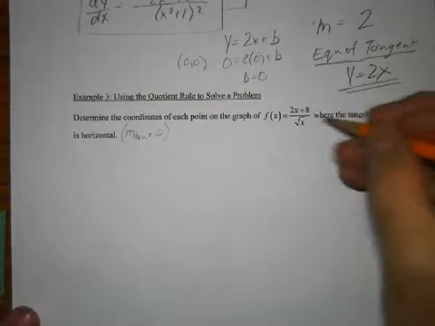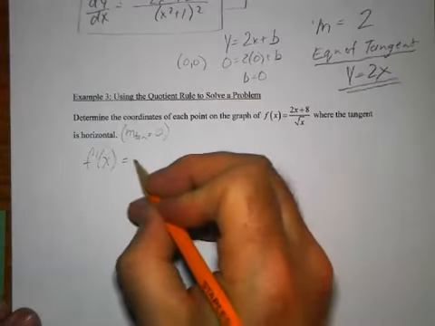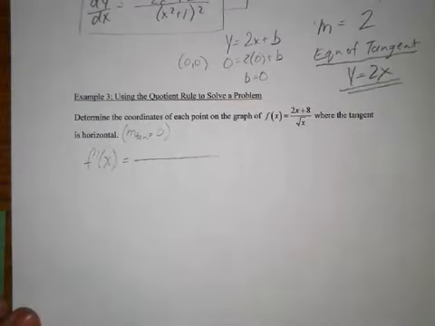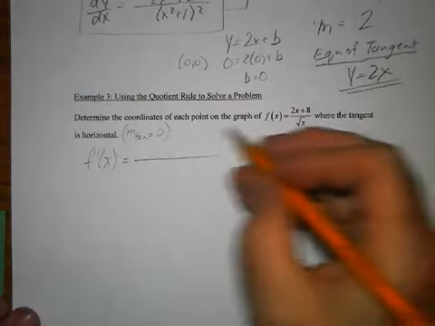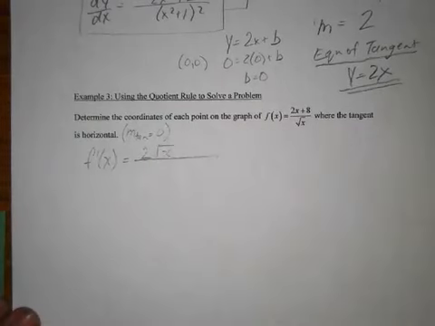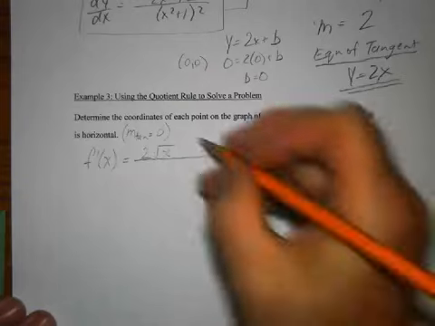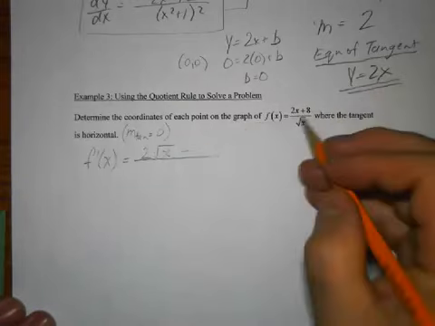Okay, so the first thing we're going to do is find f prime of x using the quotient rule. So that's the derivative of the top, 2x plus 8, that's going to be 2 times the bottom function, so 2 root x, and then this one's a little trickier. It's going to be minus.